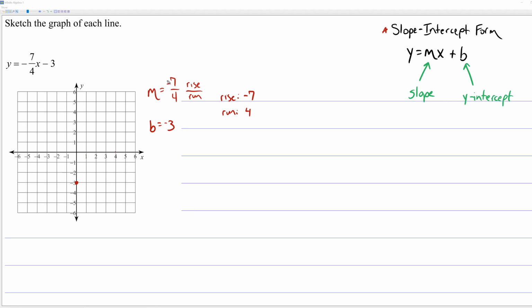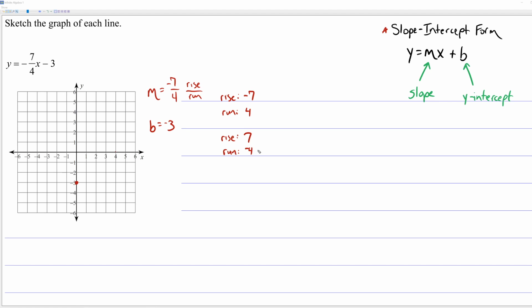Now be aware, the number negative 7/4 is just a negative number. This negative is not tied to the number 7 in any particular way. I could just as easily interpret a slope of negative 7 over 4 as having a rise of plus 7 and a run of negative 4. In either case, rise over run is negative 7/4.